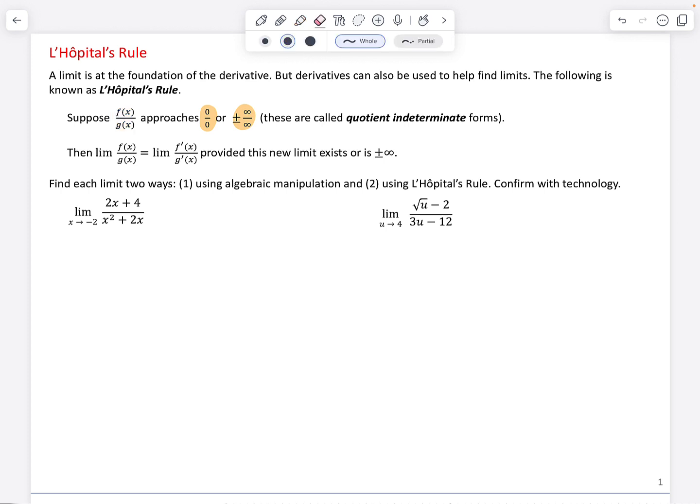These two expressions are called quotient indeterminate forms. Quotient because fractions imply division, and indeterminate because these forms are inconclusive. They do not reveal the true value of the limit if there is one.